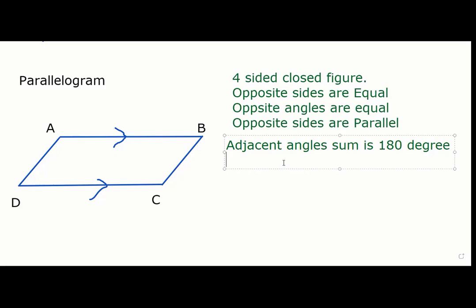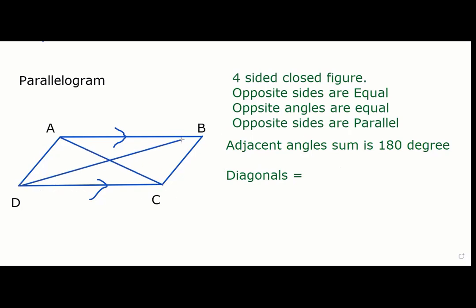Now, diagonals. One more property. What are the names of the diagonals, guys, here? One diagonal is AC. There are only two diagonals, correct? So diagonals are AC and BD. But diagonals of a parallelogram are not equal.